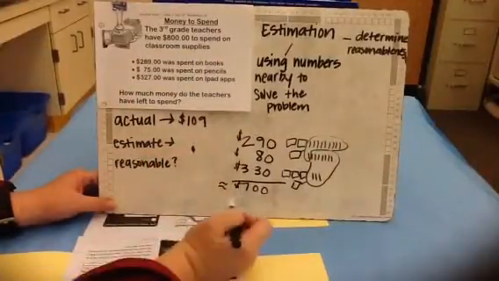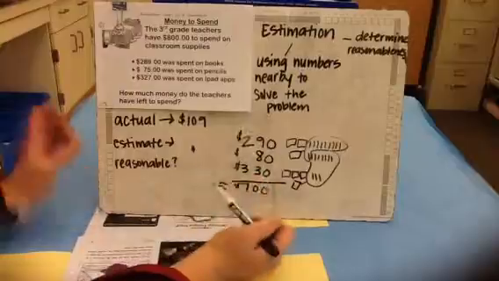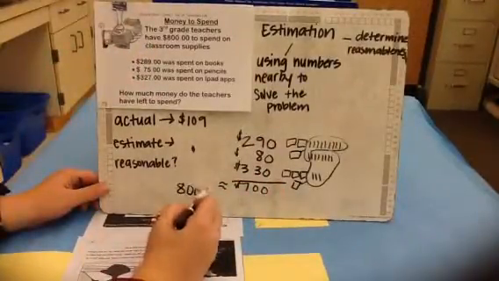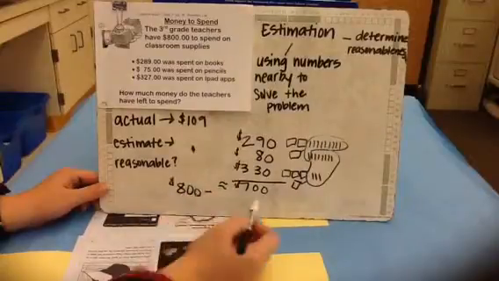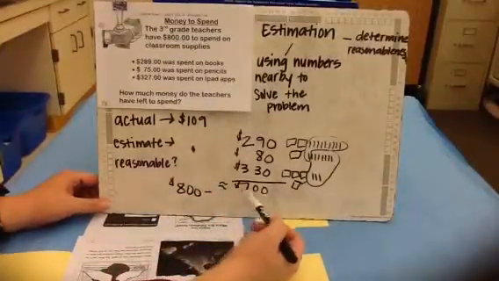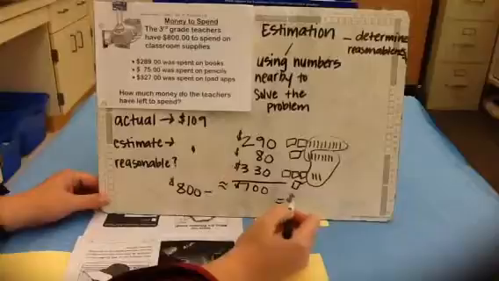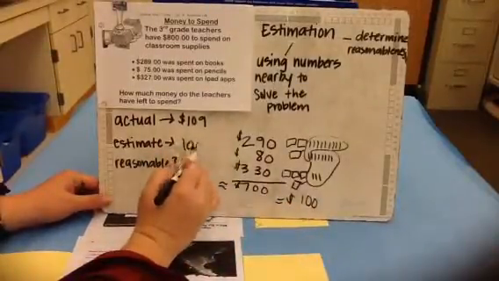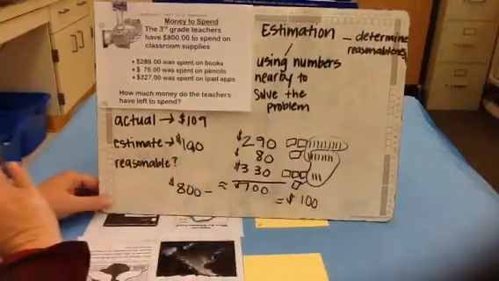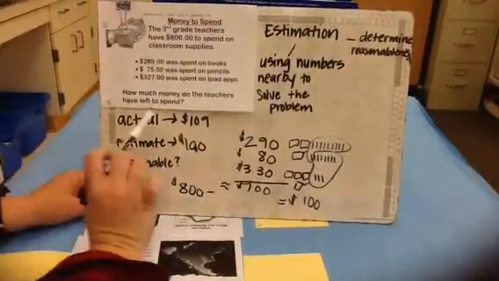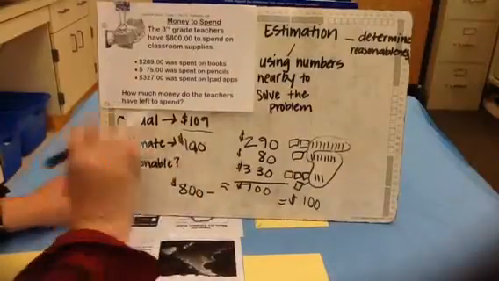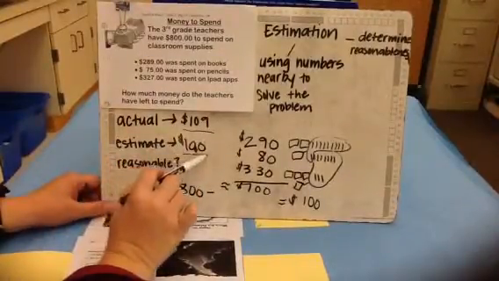So I need to take the money I spent and subtract it from my total. So I'm going to do $800 minus the $700 that I spent, and that leaves me with $100 left over. So my estimate is that I have about $100 left over. So now this is when I need to compare. My actual resolution was $109, and my estimate was $100.